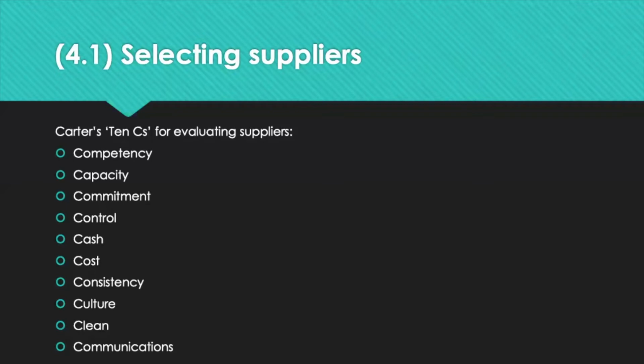And finally, communications. Is the supplier able to communicate with the buying organisation as and when is needed? Consider whether computer systems are able to work together and whether the working hours are the same.